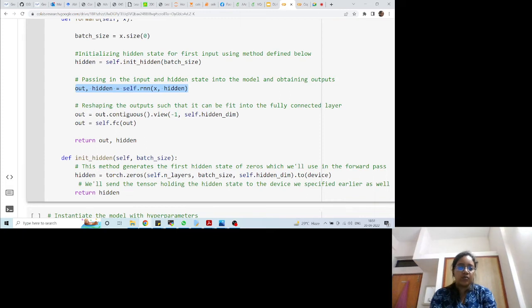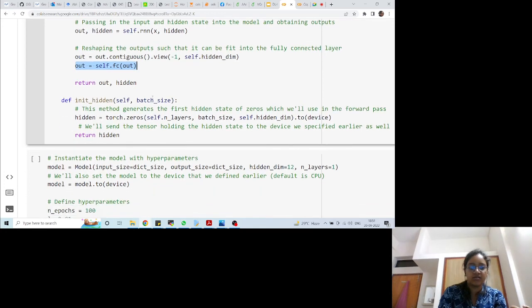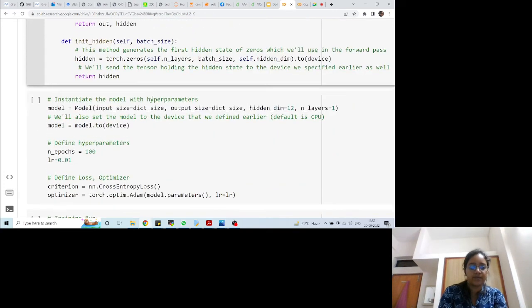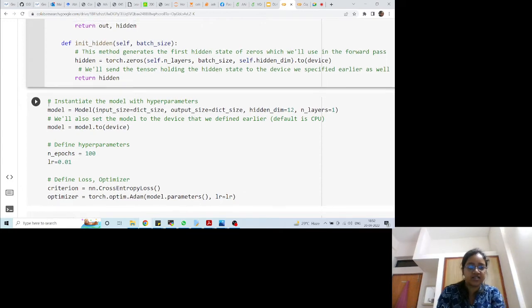Now, in the output also you are getting some sort of a sequence. You are basically flattening that sequence in order to be able to process it through the fully connected layer. So you pass it through this self.fc and you get the output. I think these are fairly easy to understand. Did we run this?